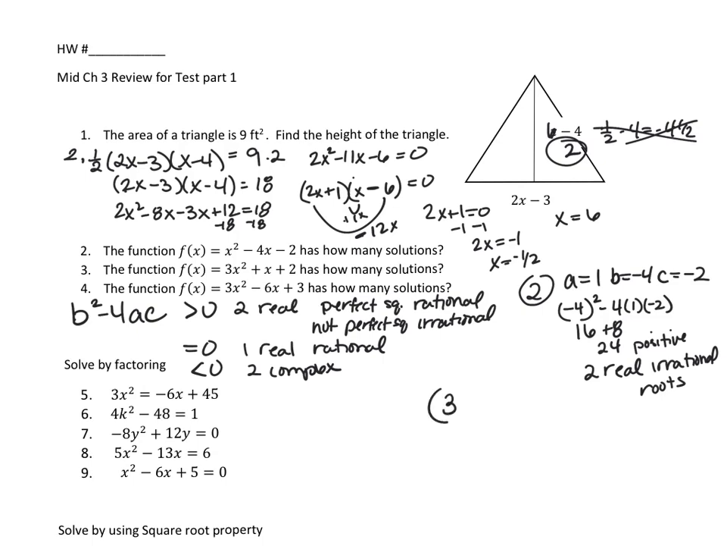For number 3, my a is 3x squared, my b plus 1x, so b equals 1, and my c is positive 2. So 1 squared minus 4 times 3 times 2, b squared minus 4 times a times c. That's 1 minus 12 times 2 is 24, so negative 23, which makes that 2 complex roots.